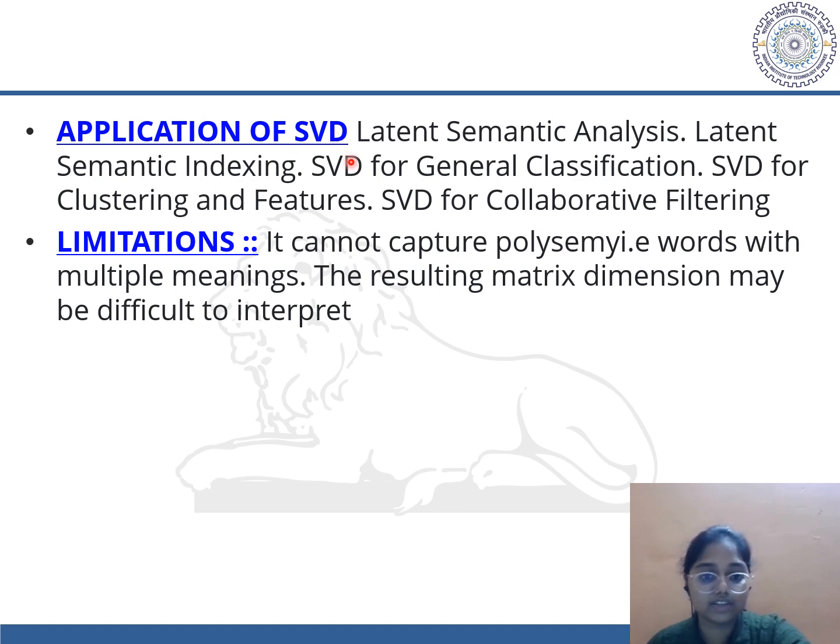SVD is also applied in various fields for collaborative filtering, semantic analysis, semantic indexing, classification, clustering, and feature extraction, etc. The limitation is that it cannot capture polysemous words with multiple meanings. The resulting matrix explanation may be difficult to interpret.